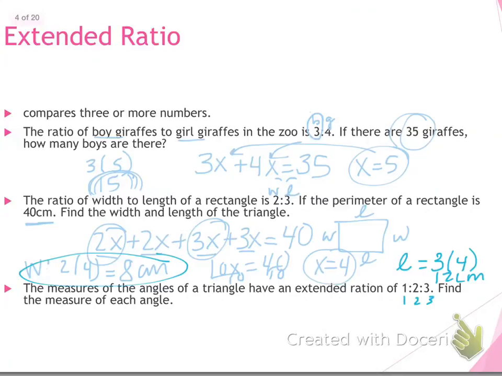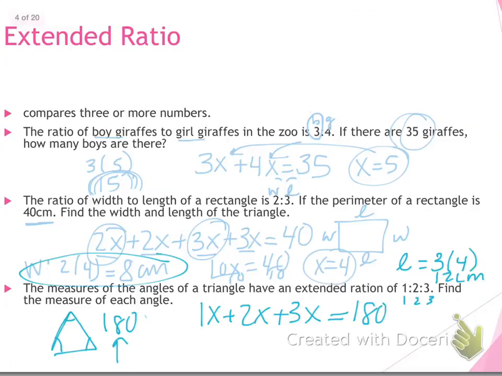So when I'm talking about all the angles in a triangle, all the angles should add to be 180 degrees. So I'm giving you a total again. You just have to think about the fact that all angles in a triangle add to be 180. So if I do 1x plus 2x plus 3x, because all angles added together should be 180 degrees in my triangle. So if I add this, 1x plus 2x is 3x, 3x plus 3x is 6x. If I divide by 6, x is going to equal 30.